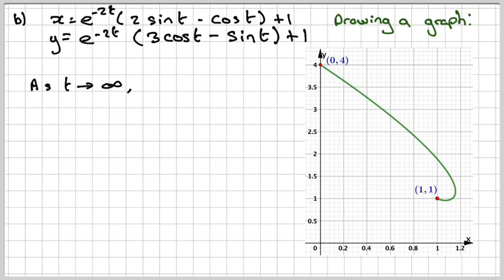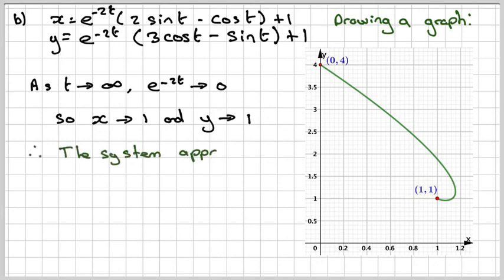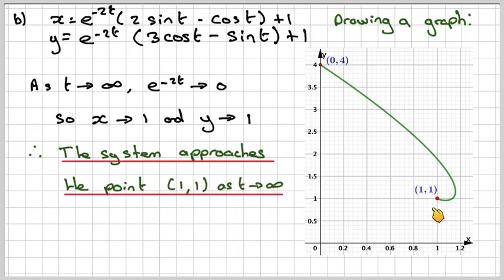So as t goes to infinity, e to the minus 2t goes to 0, so all these bits will become 0, so therefore x will go to 1 and y will go to 1, and therefore the system approaches the point 1, 1, as we can see in the graph, as t approaches infinity.